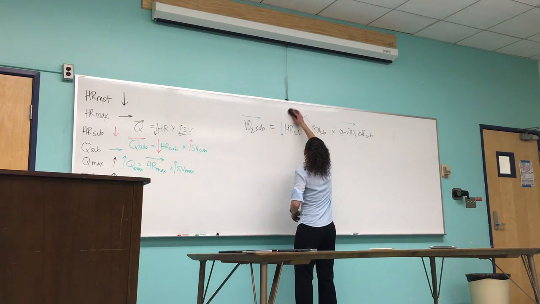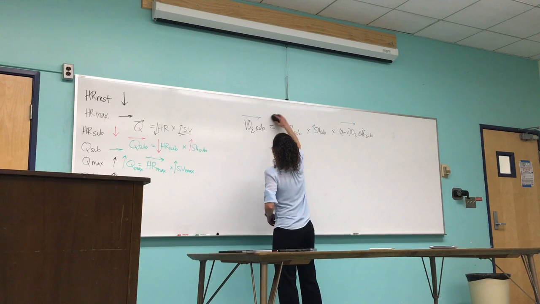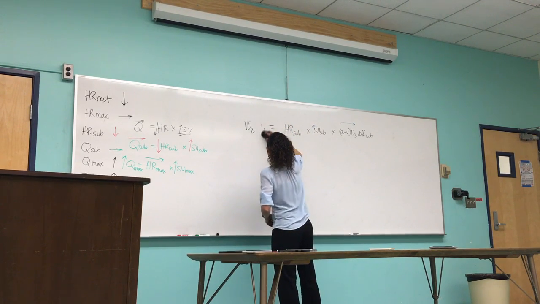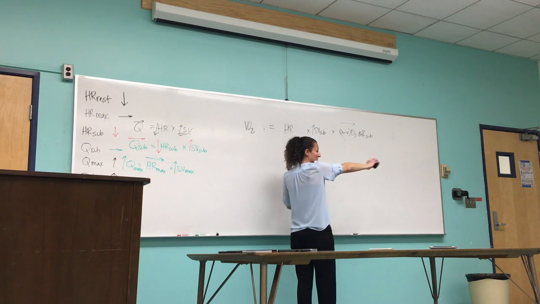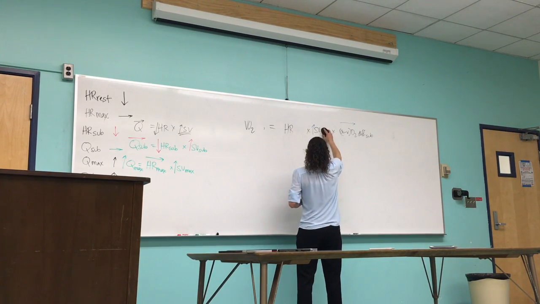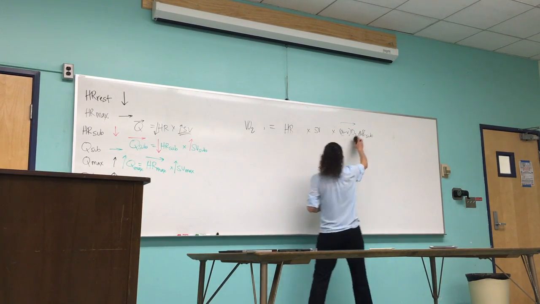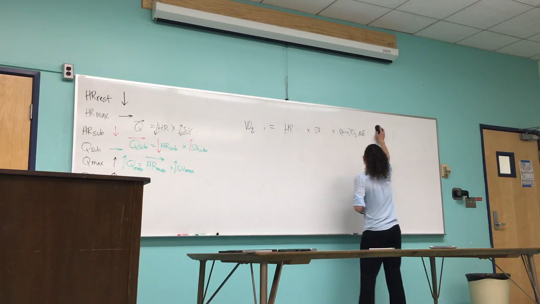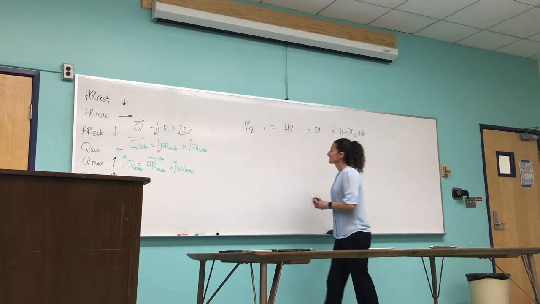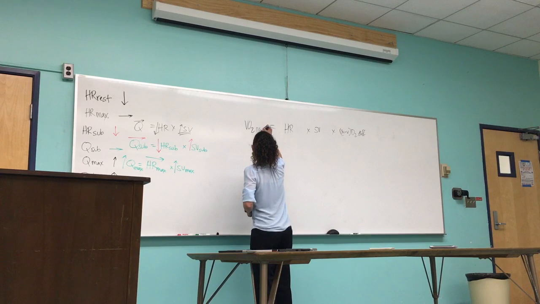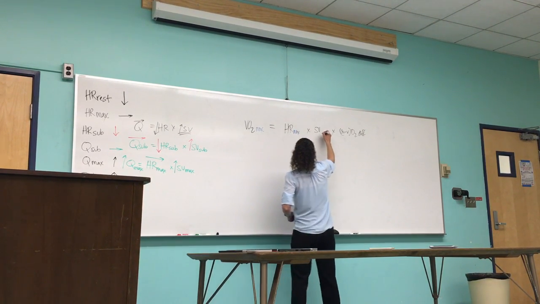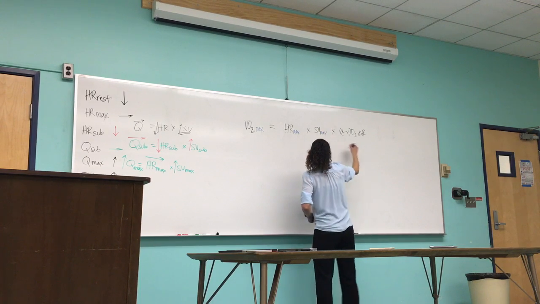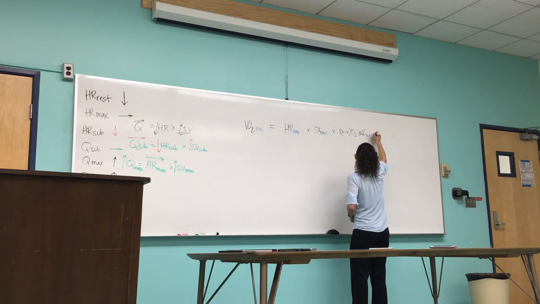Okay, let's do max. So don't erase yours, rewrite yours. Give yourself a whole page for this one. So VO2 max equals heart rate max and stroke volume max times AVO2 difference max.